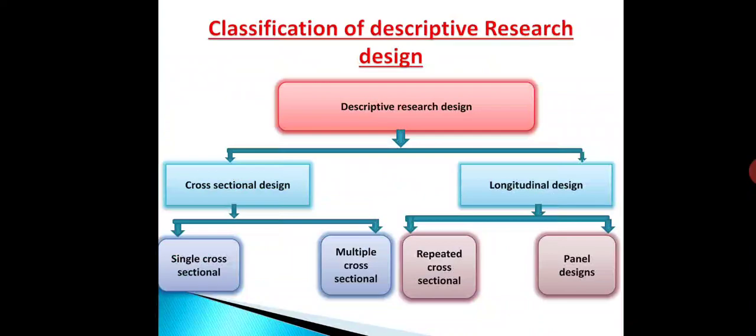Let's talk about the classification of descriptive research design. So descriptive research design is classified into two parts on the basis of conducting the study. First is cross-sectional design and the other one is longitudinal design. Both are further classified into two parts. Cross-sectional design is classified into single cross-sectional design and multiple cross-sectional design. On the other hand, longitudinal design is divided into repeated cross-sectional and panel designs. So let's discuss this in detail.